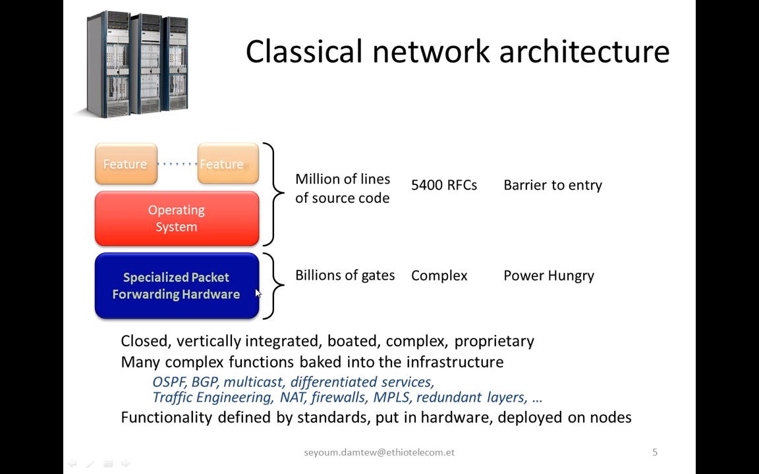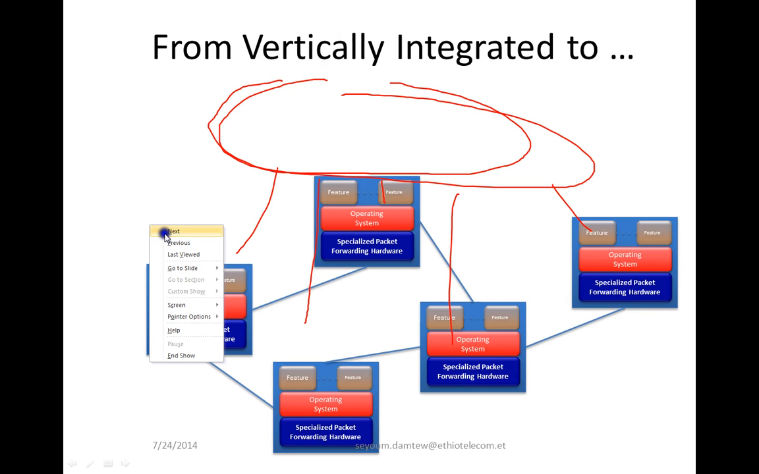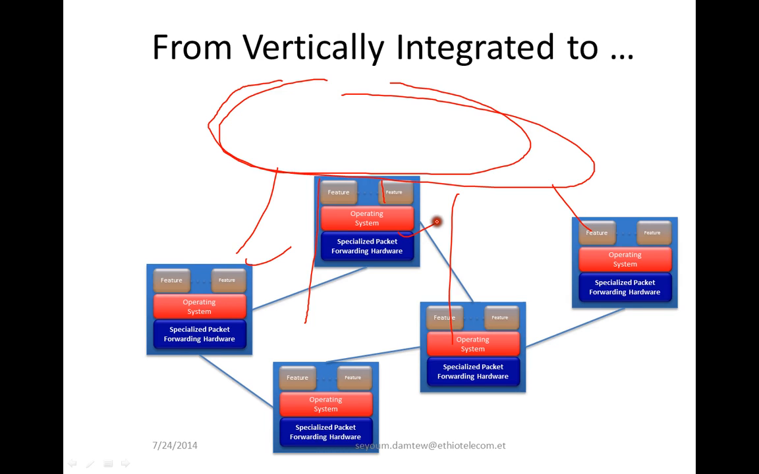So what is SDN? SDN, or software defined network, is a new network architecture that makes it easier to program networks with the core idea that software remotely controls network hardware. Simple as that. Look at this. Previously I told you that these are the different hardware devices, and each will have its own operating system, specialized hardware, and specialized features based on the function that device will work on.